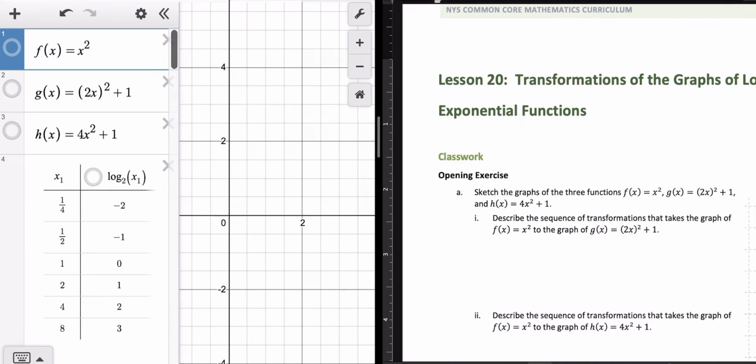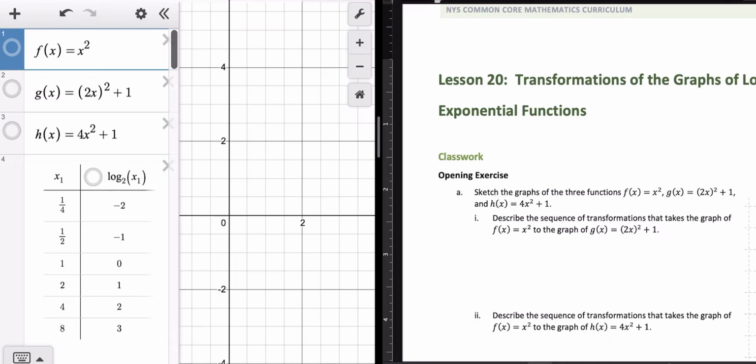But we have Algebra 2, Module 3, Lesson 20. And we're talking about transformations with graphs of logarithms and exponential functions here. So let's take a look at it right quick. It says sketch the graphs of the three functions f of x, g of x, and h of x. And now for I, it says describe the sequence of transformations that takes place of f of x.